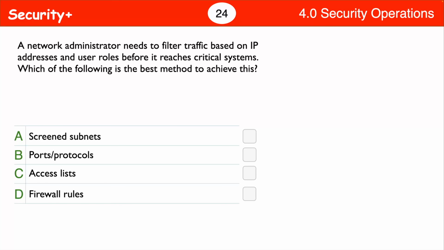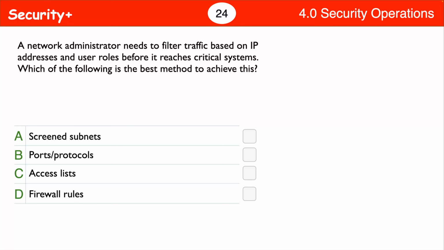Question 24. A network administrator needs to filter traffic based on IP addresses and user roles before it reaches critical systems. Which of the following is the best method to achieve this? A, screened subnets, B, ports/protocols, C, access lists, or D, firewall rules?